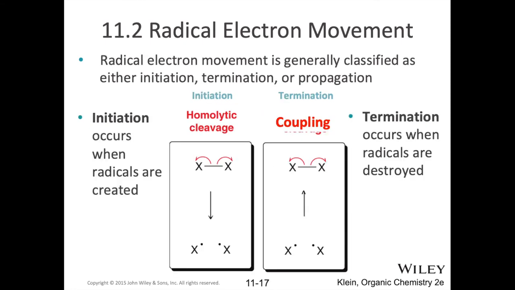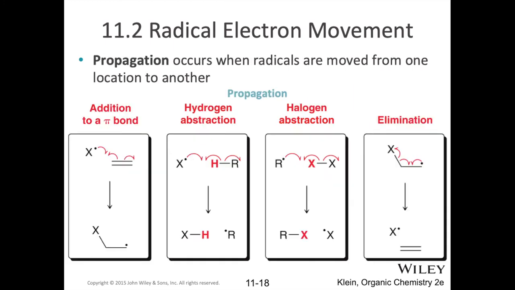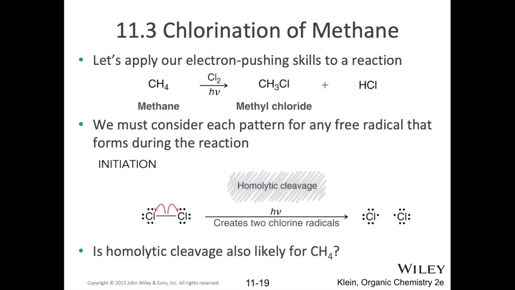Okay, so out of the 6 mechanistic steps we learned, your initiation step is pretty much always a homolytic cleavage. That's where radicals are generated. Your termination step is pretty much always a coupling, where radicals are destroyed. And your propagation step is some combination of the other 4 steps. Okay, when I say some combination, it doesn't mean you have to have all 4 steps, but those other 4 types of mechanistic patterns are found in the propagation phase of your mechanism. Okay, so you're going to see addition to pi bonds, hydrogen abstractions, halogen abstractions, eliminations. Okay, so let's see an example.